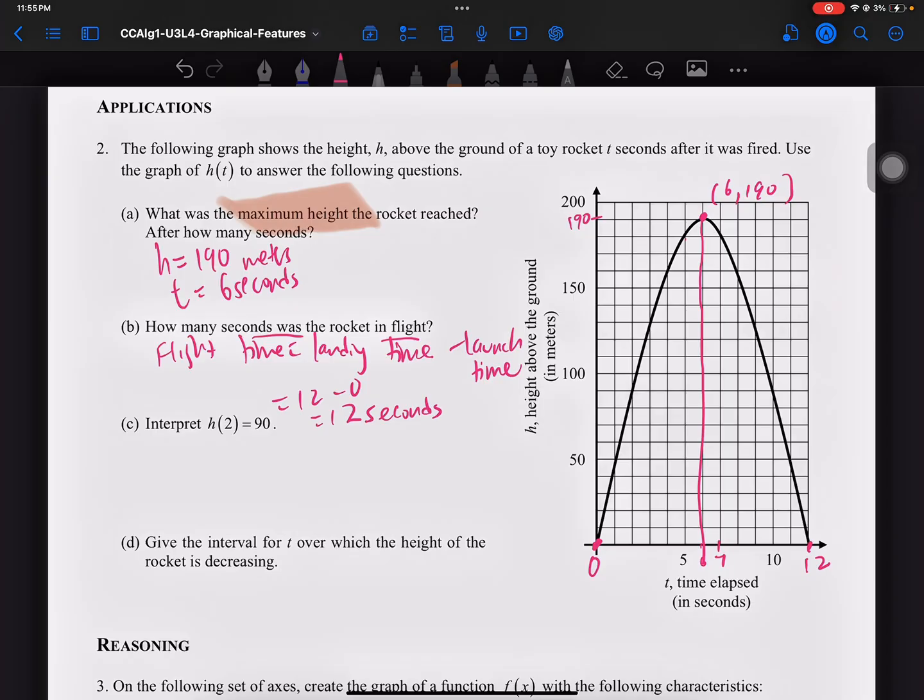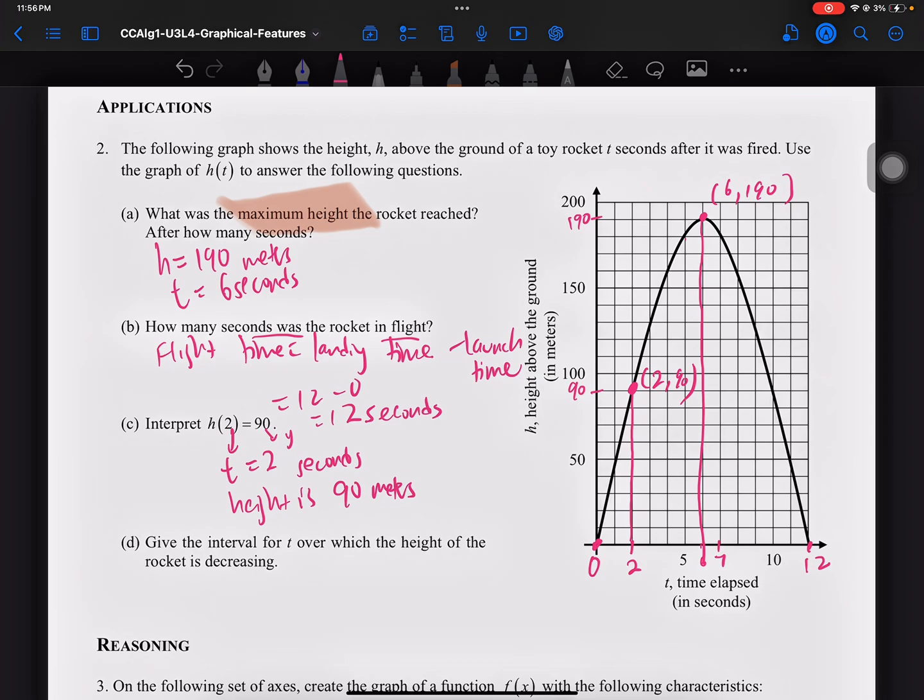So for C, h(2) equal to 90 means that this is time t equal to 2 seconds, and then this is y, right? So height is 90 meters. So this is when we input the time 2 seconds and we get the output height 90 meters. So we can just look at the graph. This is when t or x is 2. When I go up, I get my y is 90. My coordinate is (2, 90).